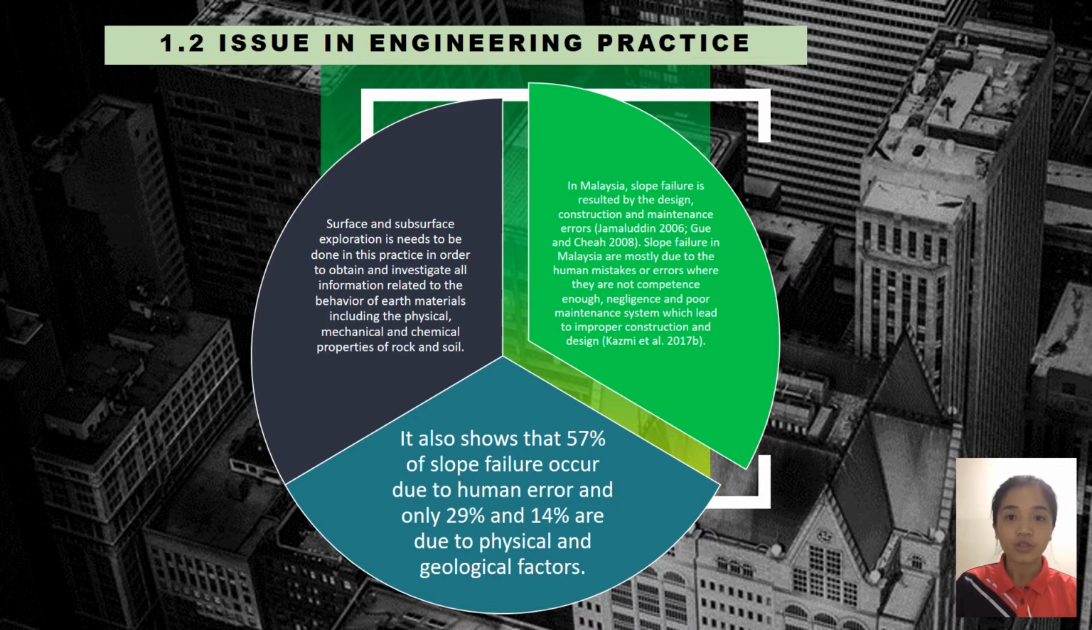In Malaysia, slope failure results from design, construction, and maintenance errors, or human error, based on Jamaluddin 2006. Slope failure in Malaysia is mostly due to human mistakes, where they are not competent enough, negligence, and poor maintenance systems, which lead to improper construction and design, based on Kazmi 2017. It also shows that 57% of slope failure occurs due to human error and only 29% and 14% are due to physical and geological factors.